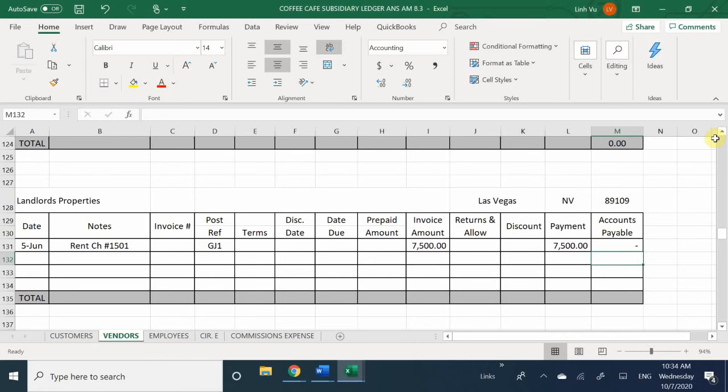And I've indicated that, yes, on this day, I wrote a check, number 1501, for the grand total of $7,500. And I've made a payment. The payment has already been paid. So therefore, I owe nothing to this vendor. Okay? And that's how you properly keep track of your vendors as well, right?